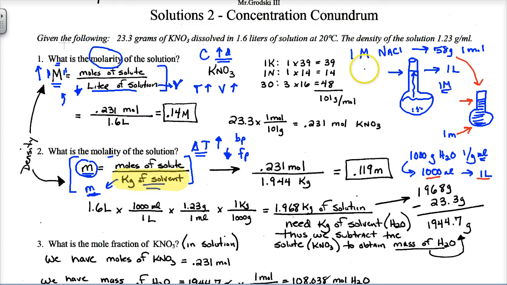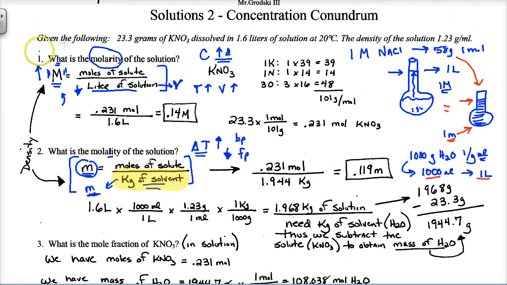With 1 molar solutions, I have to pre-dissolve it somehow and make sure that I add water to it till I get to the mark. I can't do it this way for molal solutions because, as you can see, you won't have a liter of solution anymore. So these are easier to make than molar solutions. And they have some connections.